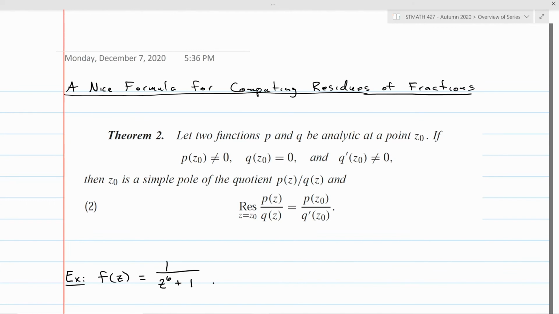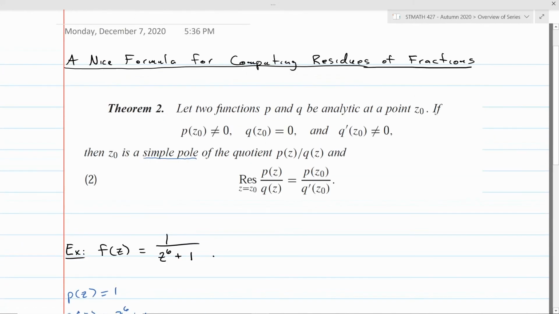So when you take the denominator and compute its derivative at the point in question, you don't want to get 0. Then it turns out that z0 is a so-called simple pole, and the residue has this formula right here, which I think you'll agree is pretty easy to compute, especially if p and q are polynomials. To get the residue, I just have to take the value of the numerator at z0 and divide by the value of the derivative of the denominator at z0. So it couldn't be easier.